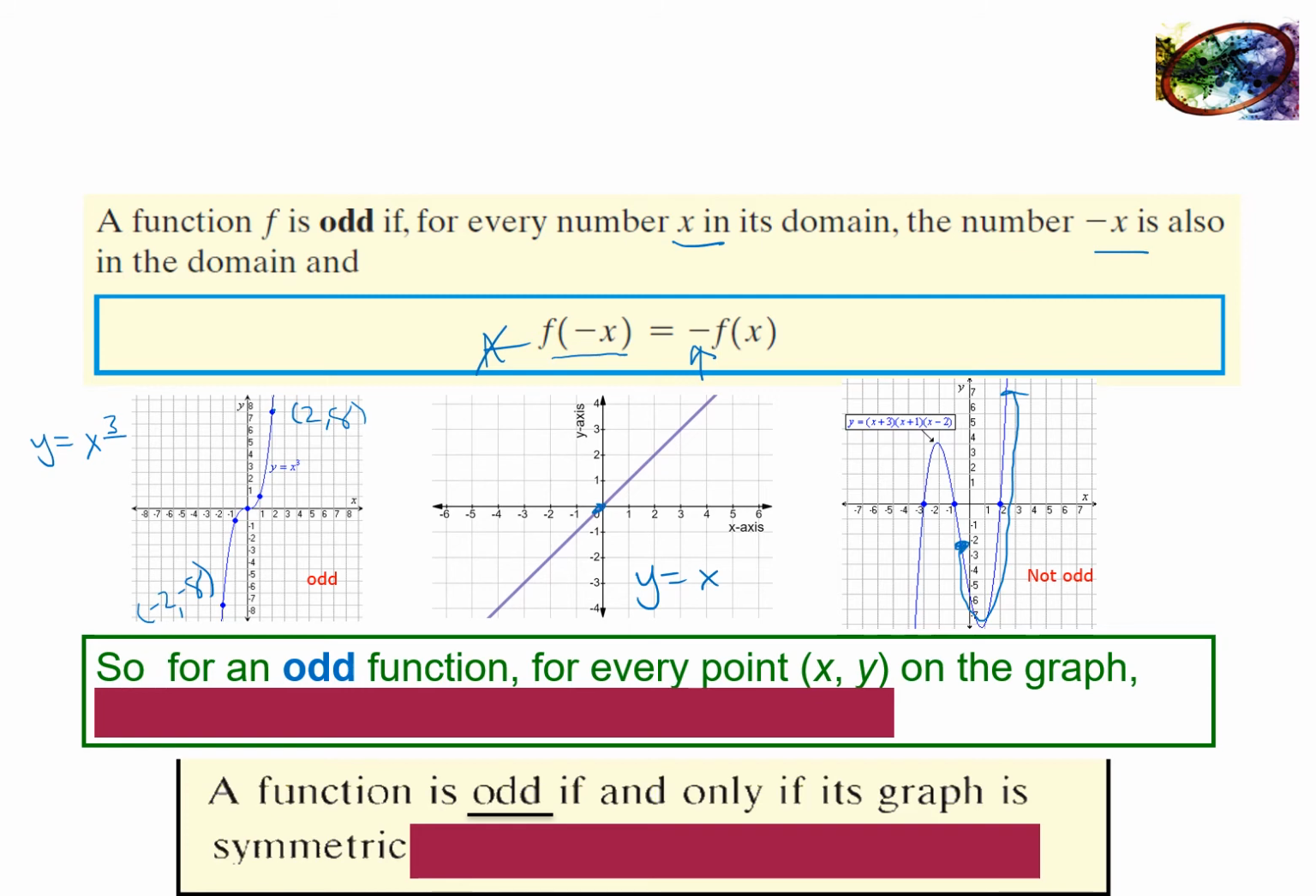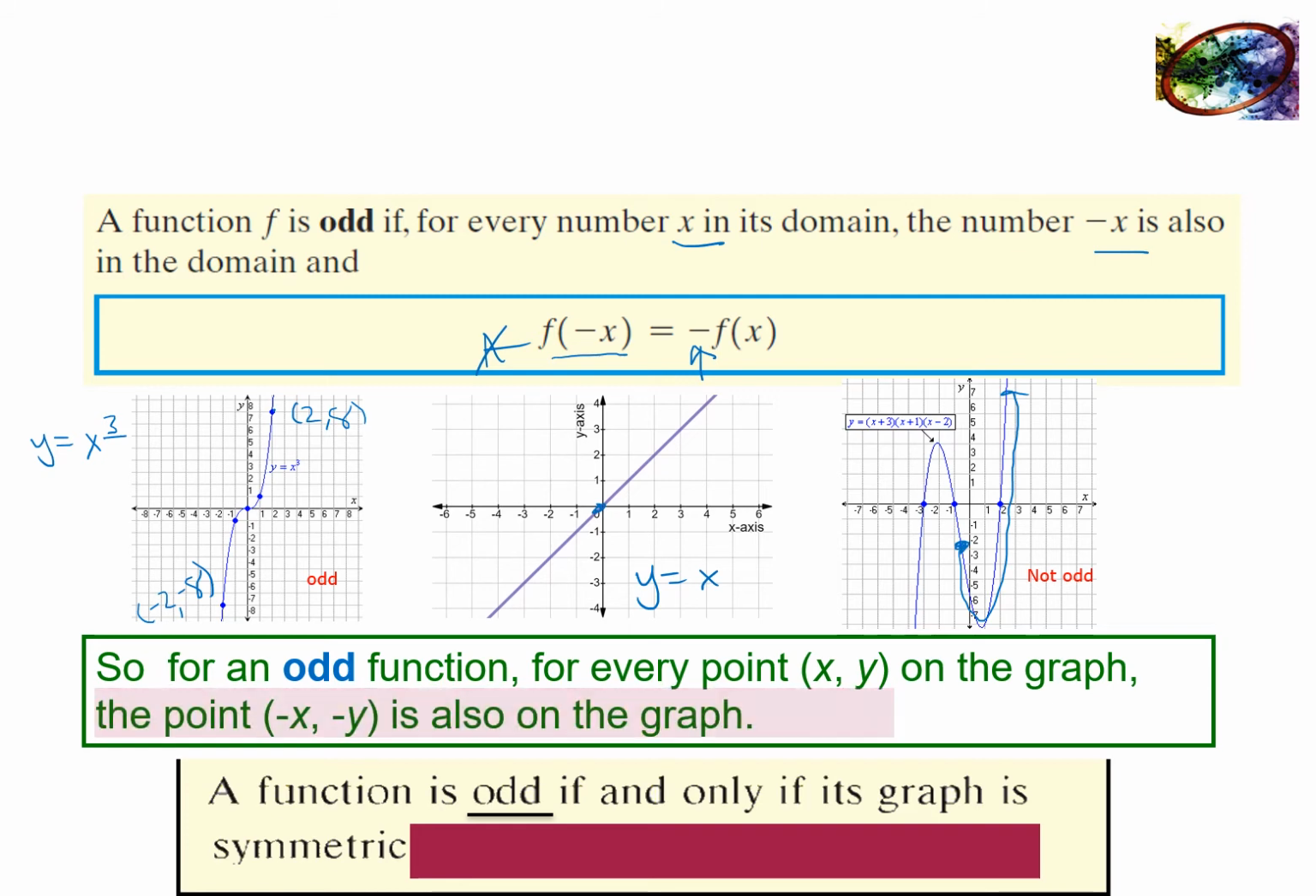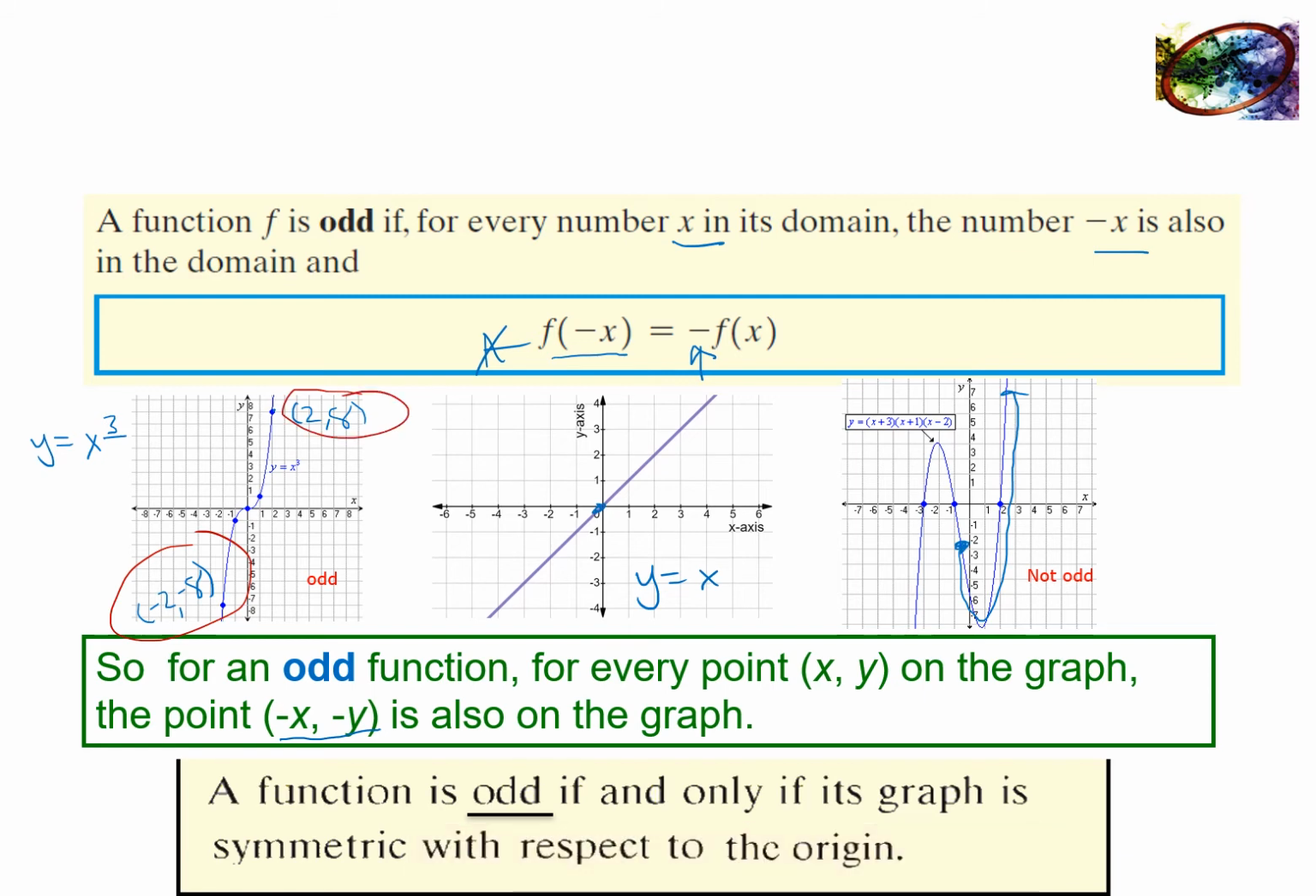So for every odd function, for every point x comma y on the graph, the point opposite of x, opposite of y has to lie on the graph. So that's what's happening up here in our cubic function, x to the third. And so more graphically, a function is odd if it has symmetry around the origin. So the O's go nicely together, O and O for odd and origin. Many functions are going to be neither even nor odd, but if they are, they have this special property about their ordered pairs.